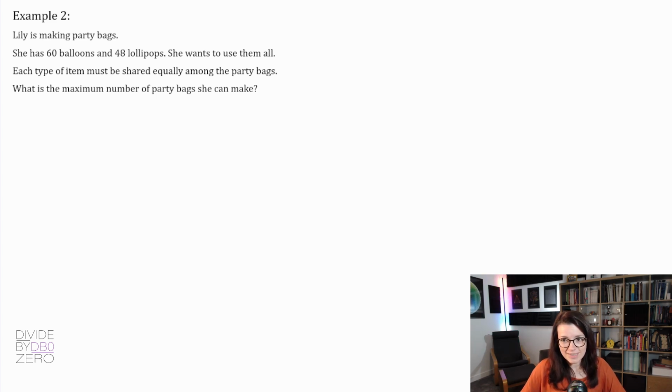Now, we might notice that 6, for example, goes into both 60 and 48. So we could think about maybe making 6 bags, and those bags would have 10 balloons in and 8 lollipops. But there might be a larger number of bags we can make, and this is telling us that we've got to look for the highest common factor, or HCF. So let's use the method we just saw.